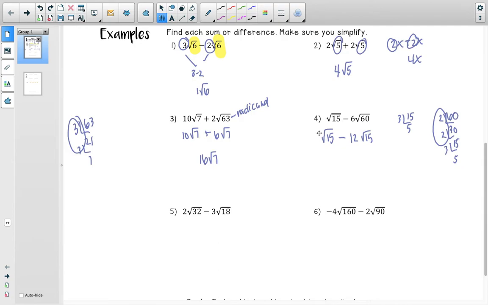Now remember, if there's no number written in front of something, there's a 1. So you really have 1 minus 12, which is negative 11, and then you just write the square root of 15, because you're collecting. All right.